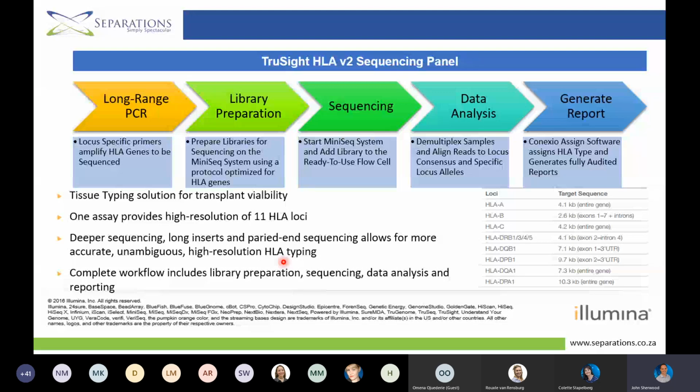Again, as I said, it's a complete workflow. So Illumina is very keen on providing complete workflows so that you don't have to take your data and use third-party apps to do analyses on, and you don't require highly skilled bioinformaticians in your divisions in order to be able to use Illumina technology.